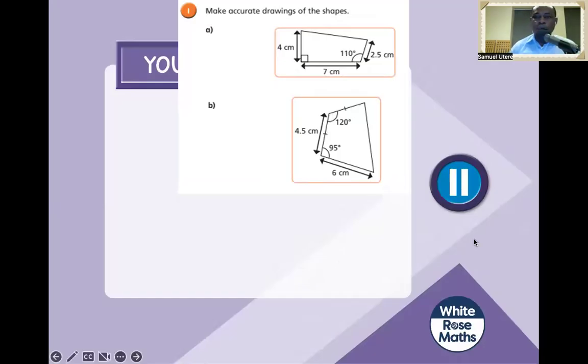So far, I have demonstrated how you would construct these quadrilaterals. These are more complex polygons, different from the triangles that you constructed. But you can see that the process is the same. Stage by stage, you draw the side lengths, and then you construct the angles using your protractor.